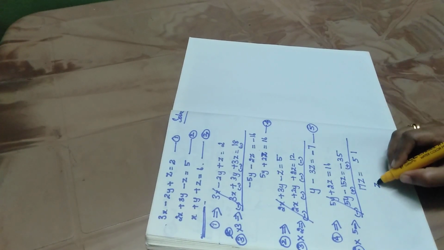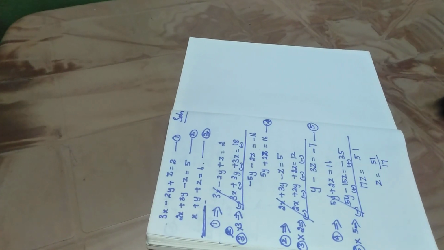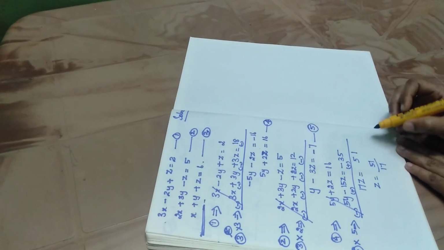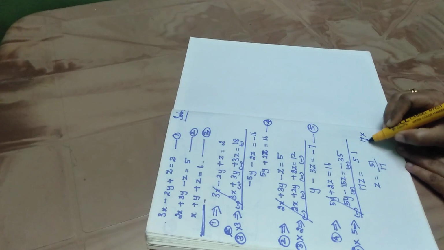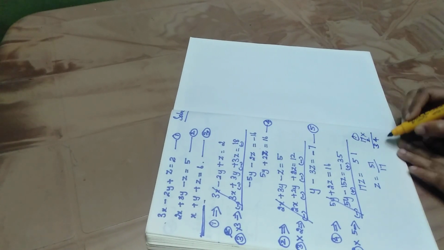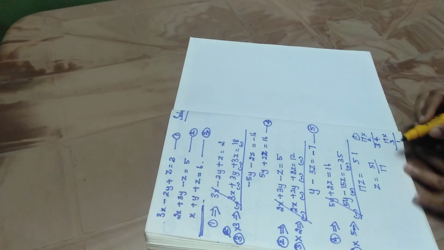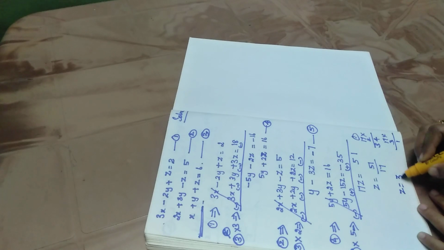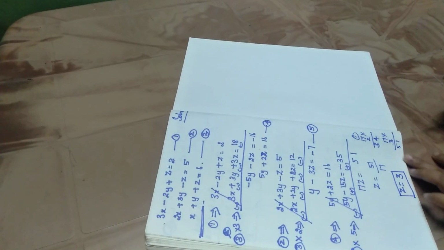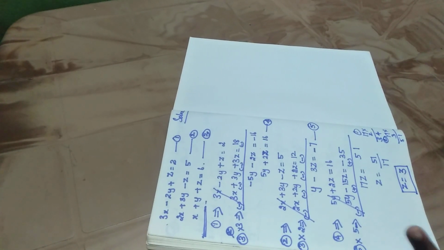So z is equal to 51 divided by 17. 17 is a prime number. Let's see how many 17s are there. 17 into 2 means 34. Now 17 into 3 means 51. So z is equal to 3, balance. So one value we got.